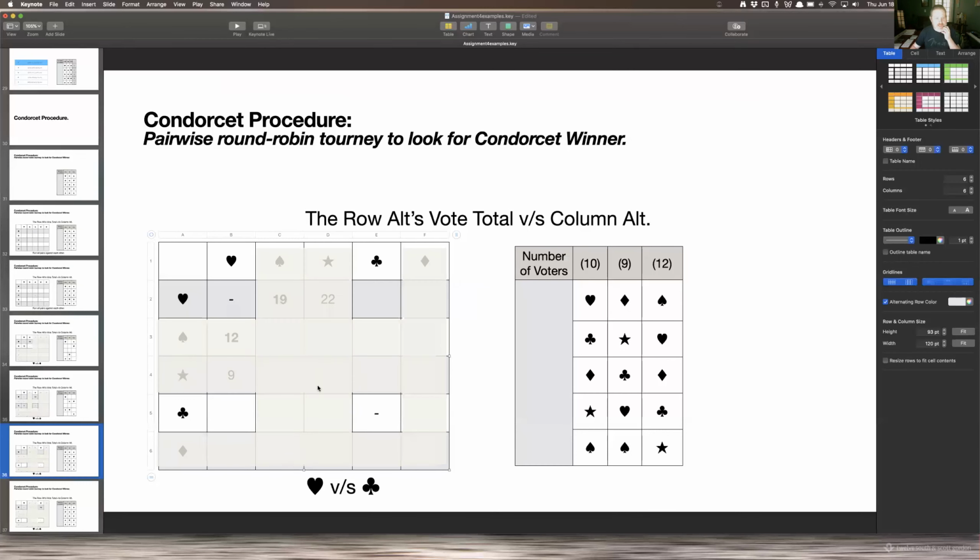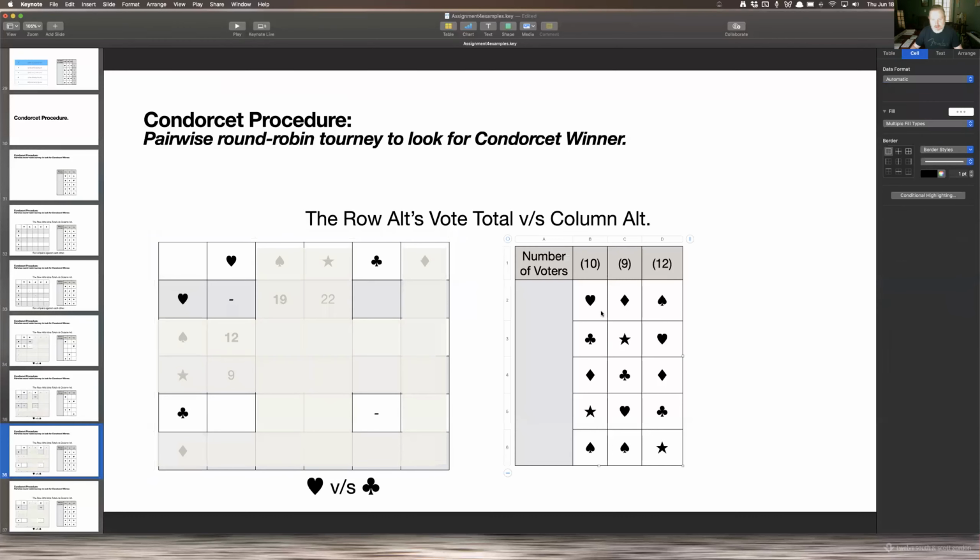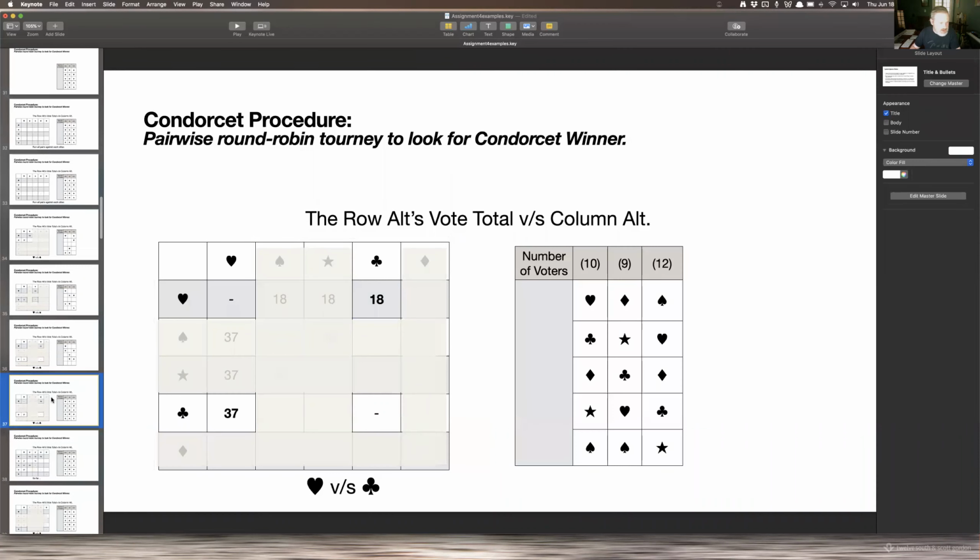So now we're doing clubs against hearts. Only clubs and hearts are needed. So hearts gets 10, he gets 0 here, and he gets 12. So hearts are going to get 22 again. And clubs against hearts are going to get 9. And we don't need this, this, this, do need this.